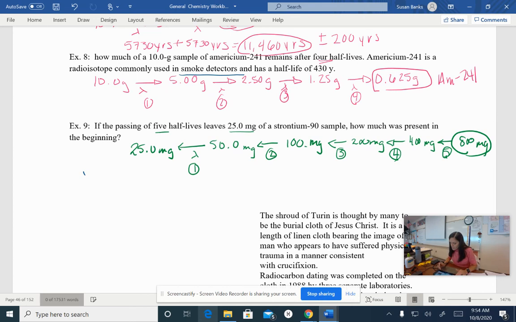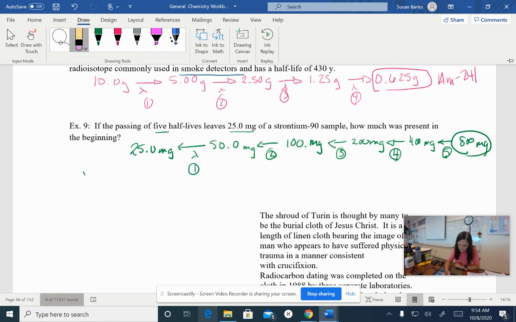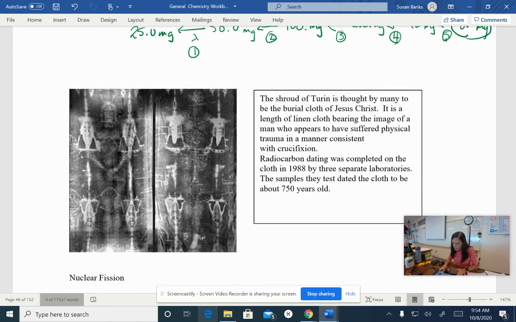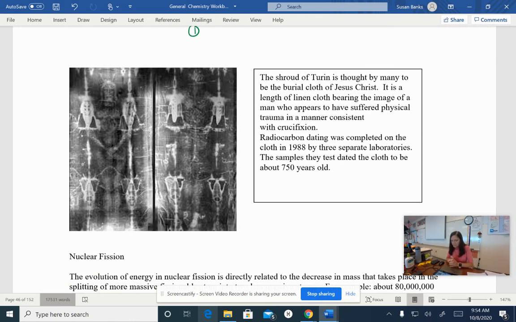Okay, so that's how we deal with these questions. Here we go. The Shroud of Turin is thought by many to be the burial cloth of Jesus Christ. It's a length of linen cloth bearing an image of a man who appears to have suffered physical trauma in a manner consistent with the crucifixion. Radiocarbon dating was completed on this cloth in 1988 by 3 separate laboratories. The samples they tested date the cloth to be about 750 years old.